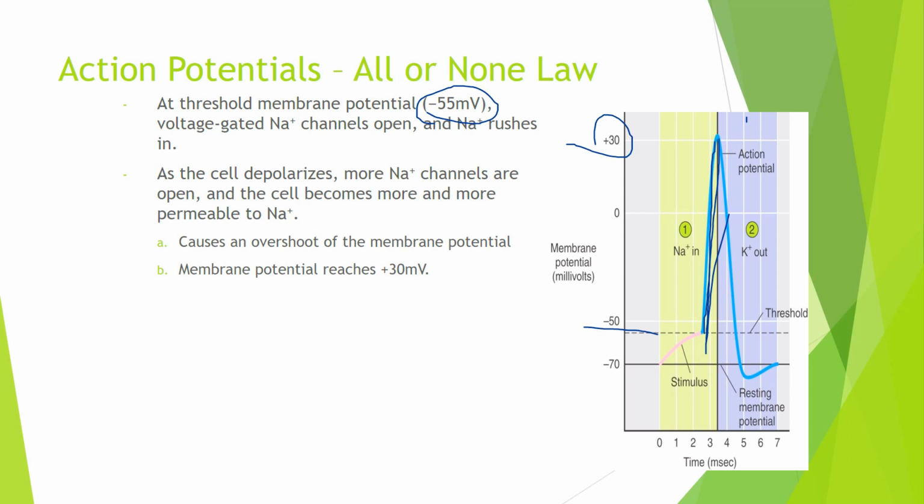Now, if it gets to a point where the threshold is not met at that -55, that means an action potential will not happen. So when we hit threshold, we have to hit threshold in order for an action potential to occur. And no matter the size of the stimulus, it will not affect the duration of that action potential either.